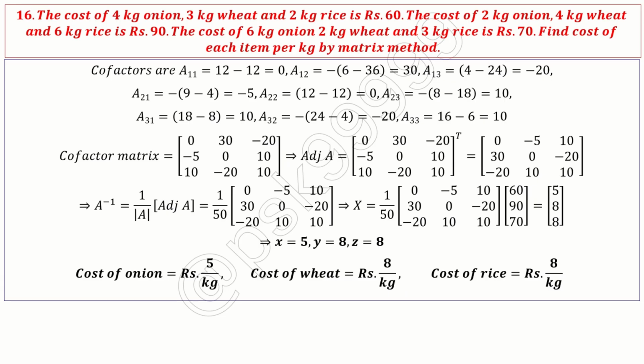So cost of onion is rupees 5 per kg, cost of wheat is rupees 8 per kg, cost of rice is rupees 8 per kg. This is how you transform the given problem into a system of linear equations. From that you transform into matrices, then find the inverse of the coefficient matrix, multiply with B, and then that's it, you will get the answer, the values of the variables. This is how you do it.